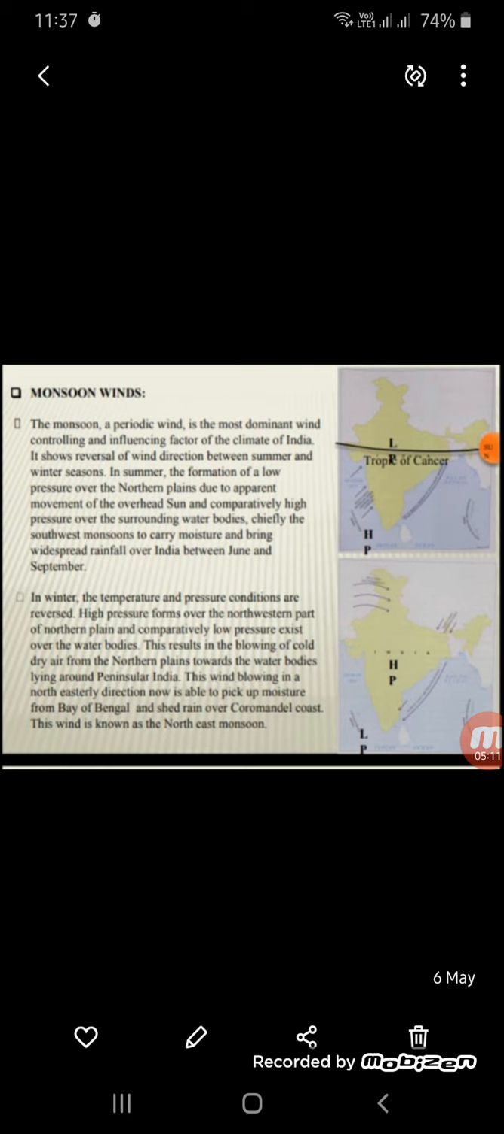And because of this, the southwest monsoons carry moisture and bring widespread rainfall over India between June and September. So during summers, because of the intense low pressure created over the landmass of the Indian subcontinent, it attracts the winds coming from the southwest direction, and as a result they carry moisture and there is widespread rainfall over India between June and September.